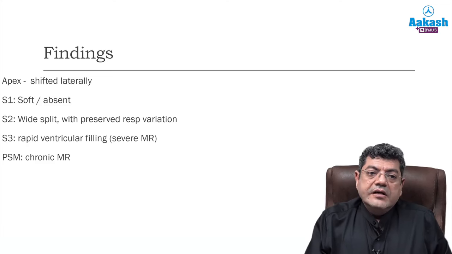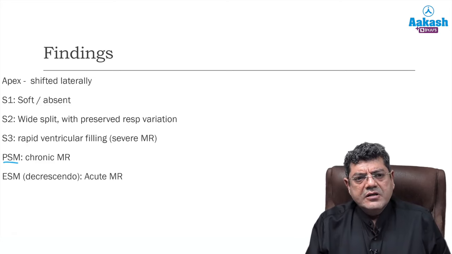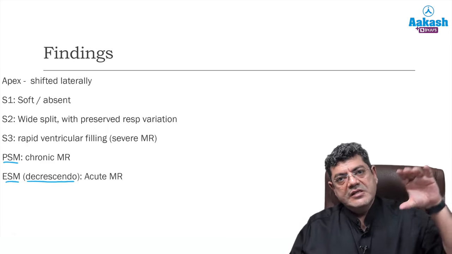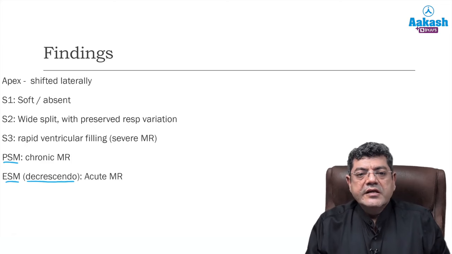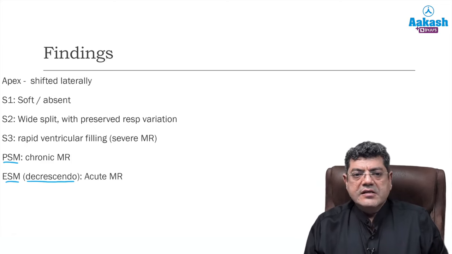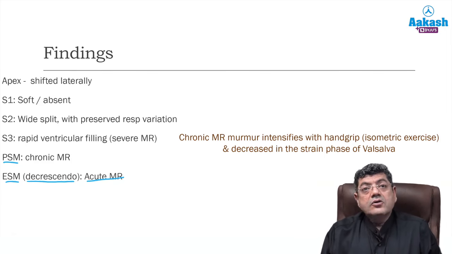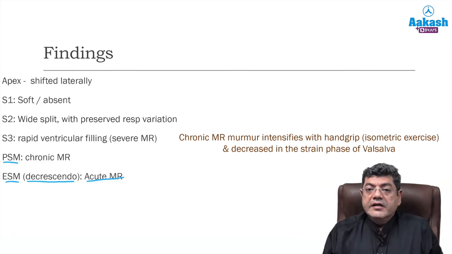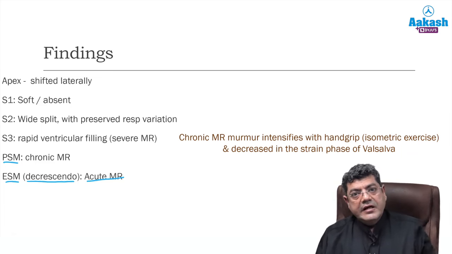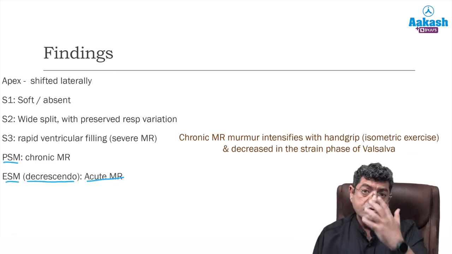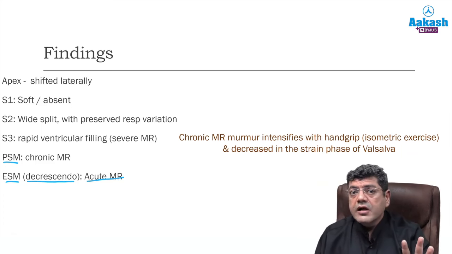I told you that in acute mitral regurgitation, what you will hear is an ejection systolic murmur which is decrescendo. Crescendo means the volume is increasing, decrescendo means the volume decreases in mid to late systole. So that's heard in acute MR, right? And the chronic MR murmur intensifies with hand grip, which causes isometric exercise. You will ask your patients not to do isometric exercise.